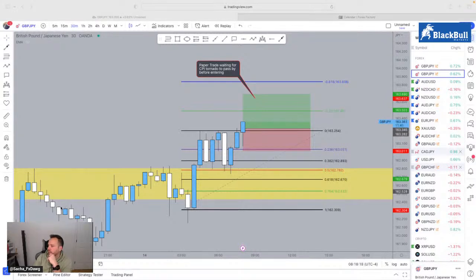Looks like this trade idea might play out, but again, we got 12 minutes now before CPI. Let's see.